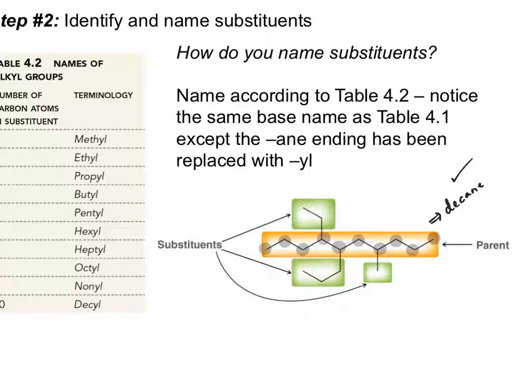Now, what about these little branches off? How are we going to name them, okay? We're going to name them using that exact same base, depending on how many carbon atoms are in each one, except now we're not going to end it in ane, like we did for the parent. Instead, we're going to end it in yl, so Y-L. Yl, right? So, for example, if we go up here to this substituent, how many carbons are in this little branch off, this little substituent up top? We've got 1, 2. The base of 2 carbons is eth. So eth, but now we're going to end it in yl, right? So ethyl.